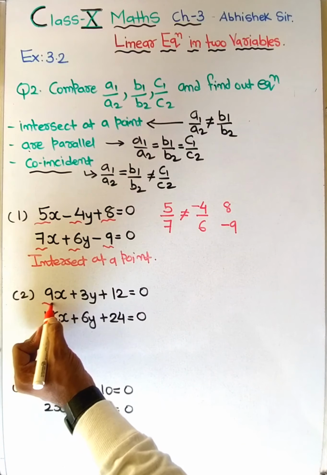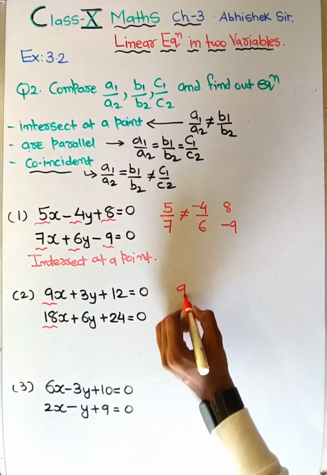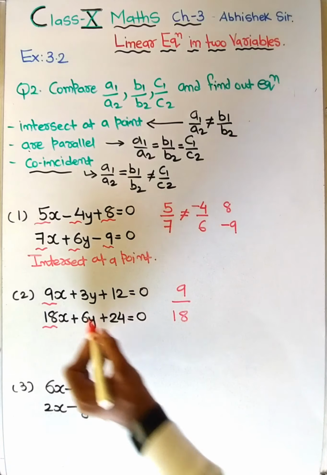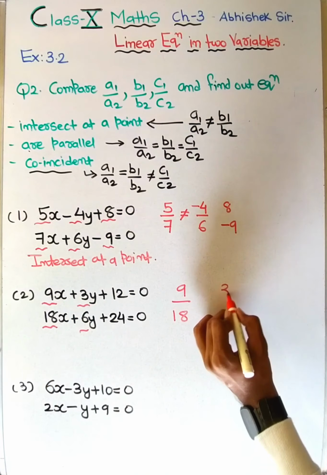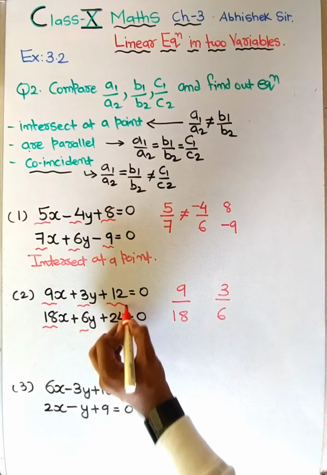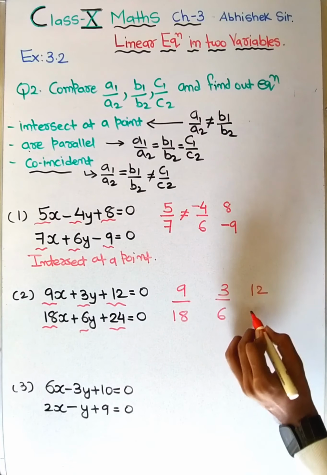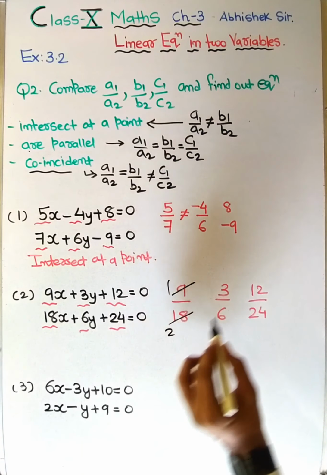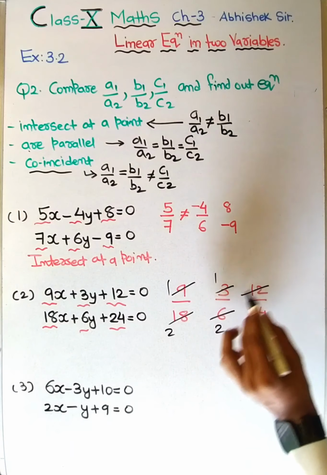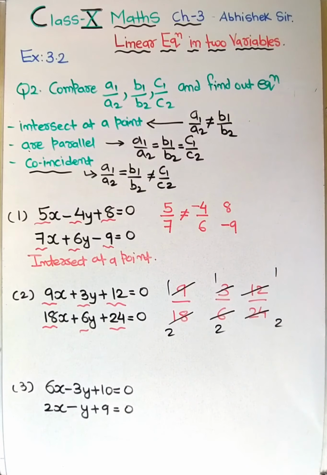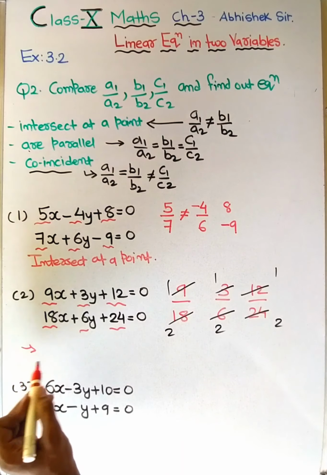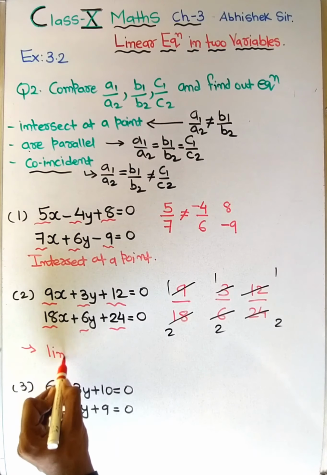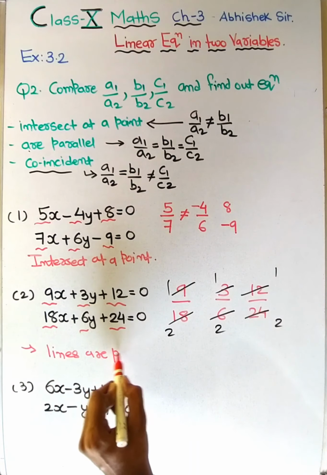Clear? Now moving on to the second one. Here you see A1 by A2 is 9 by 18, B1 by B2 is 3 upon 6, and C1 by C2 is 12 upon 24. And if you cancel all of them, you will get that all of them have the answer 1 by 2. So what is our answer? Our answer is that these equations show that the lines are parallel.